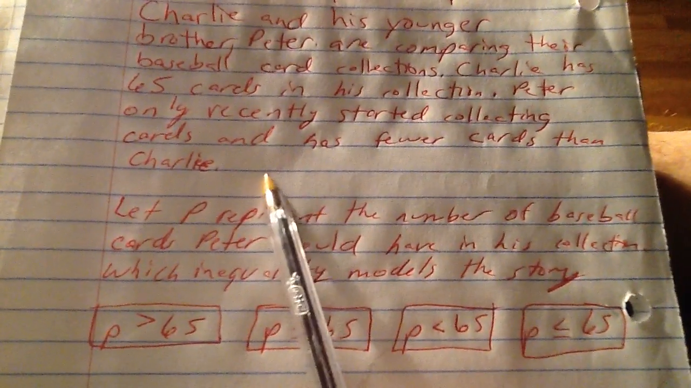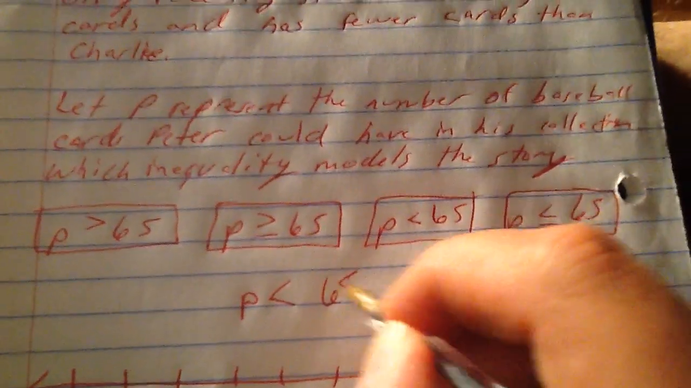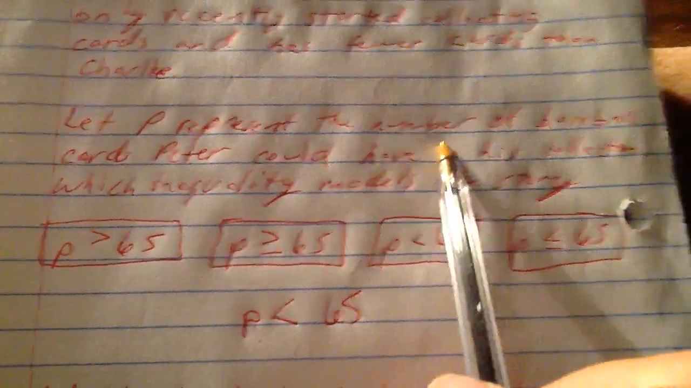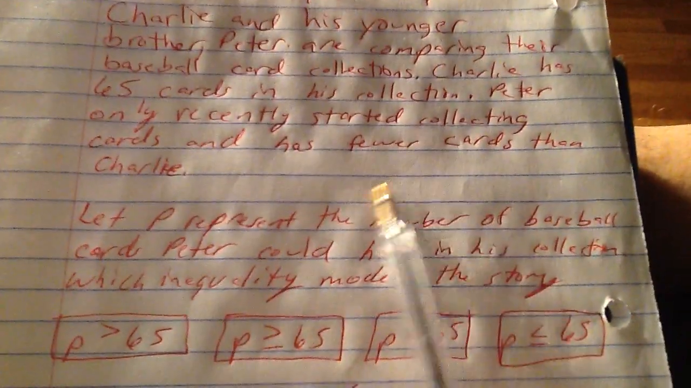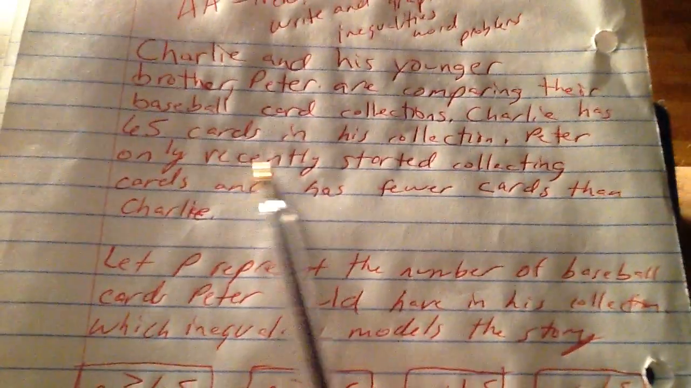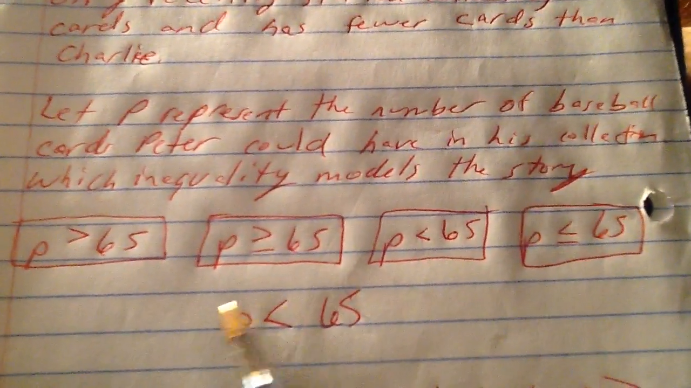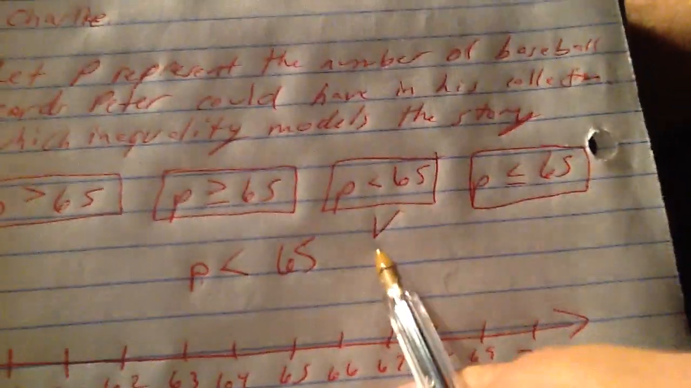So we can write that basically as we're talking about it here. Okay, so Peter has fewer cards than Charlie. So if you'll write that down, P stands for Peter's cards, and he has fewer cards, less than 65. So P is less than 65.